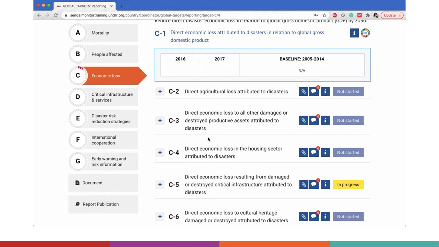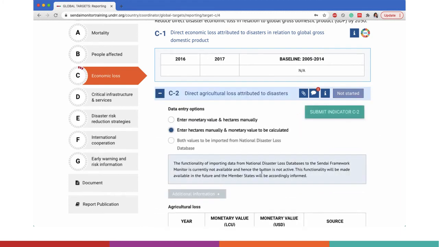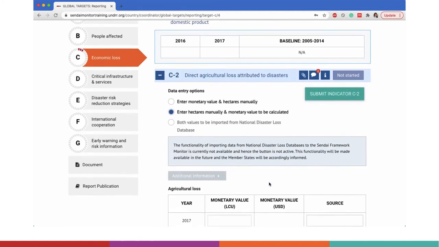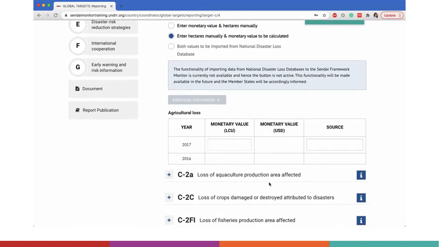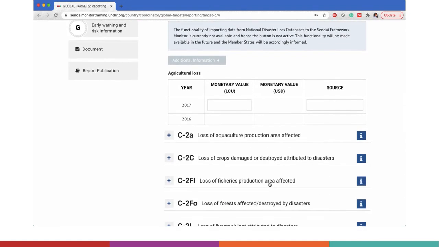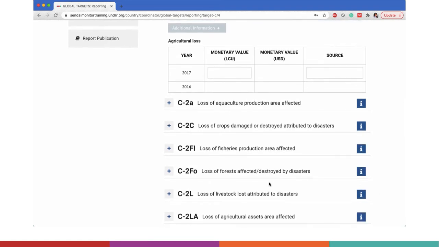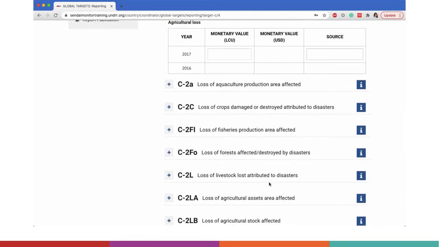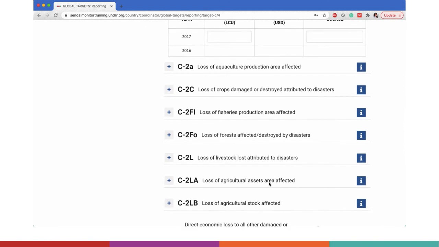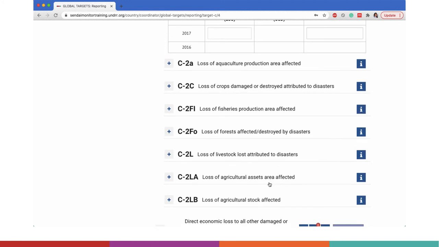Indicator C2 measures the impact of disasters on agricultural production and assets for the reporting year. It is the sum of 7 sub-indicators: C2A, direct aquaculture loss; C2C, direct crop loss; C2FI, direct fisheries loss; C2FO, direct forestry loss; C2L, direct livestock loss; C2LA, loss of agricultural assets; and C2LB, loss of agricultural stock.